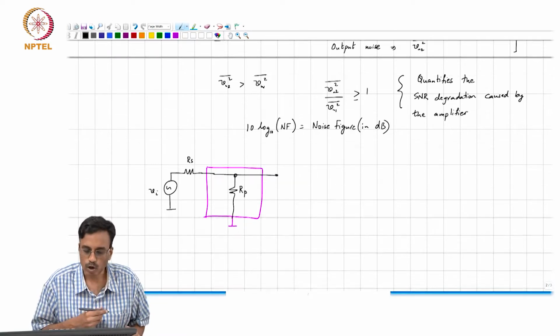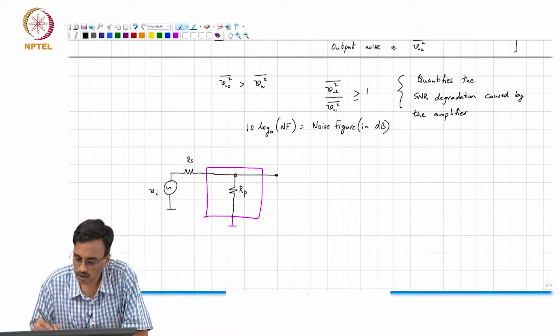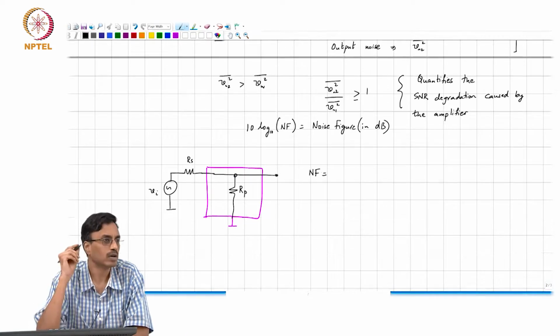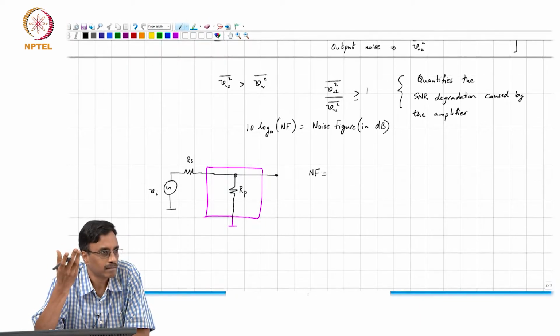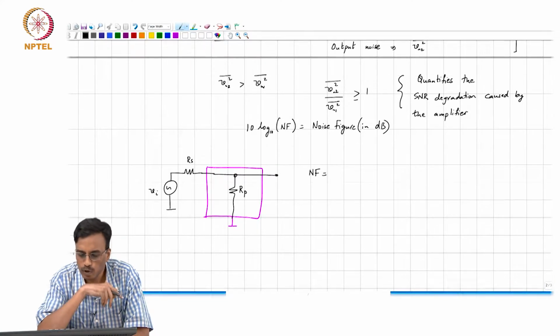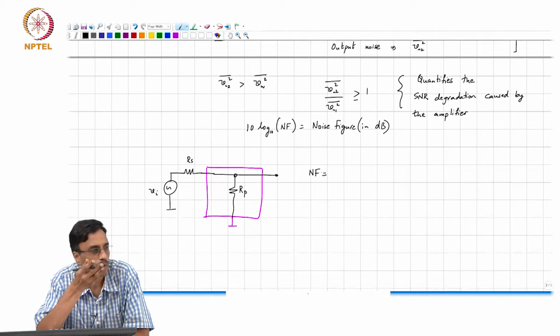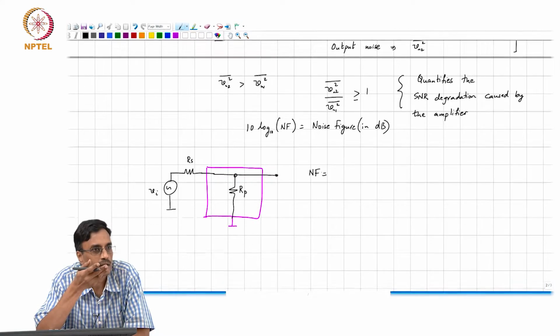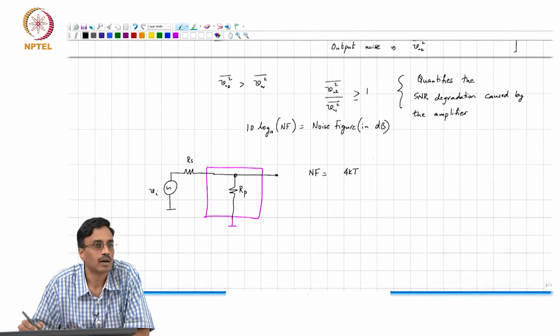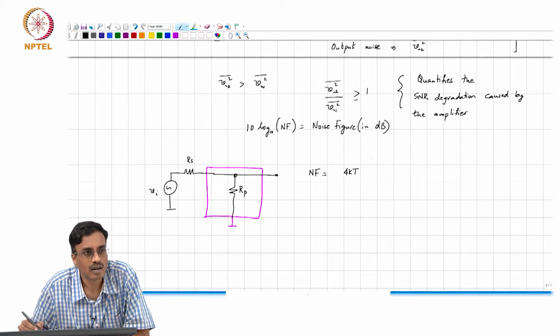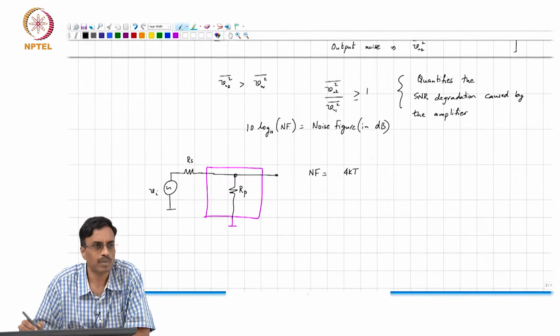Now, what comment can we make about the noise factor? We need to find the output noise, correct, and we need to find the output noise assuming the box itself is noiseless. So, what is the output voltage noise spectral density? It is 4 kT times, pardon? Why Rp by Rp plus Rs as a whole square?